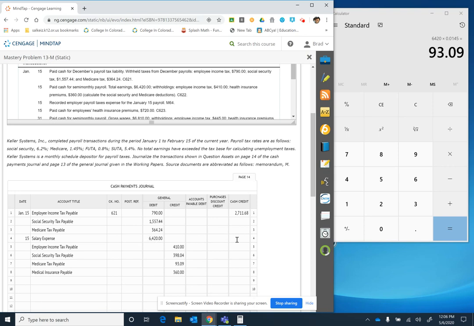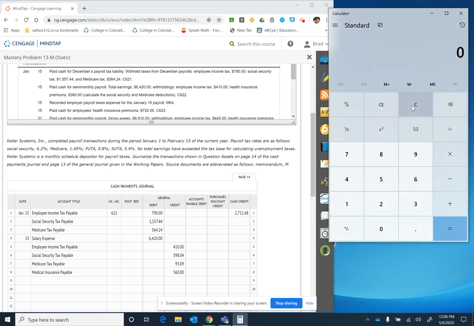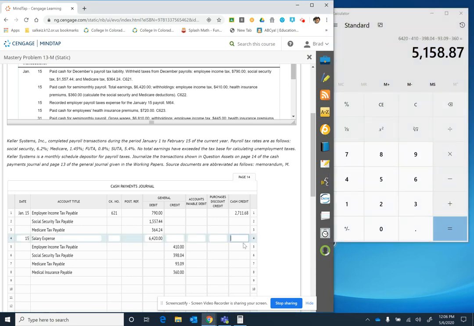Now the remainder of that is going to be written over here, and that's going to be paid to our employees. So let's go ahead and identify how much we're going to pay our employees. We'll take our salary expense, which is 6,420 minus 410 minus 398.04 minus 93.09 minus 360, and that comes out to be $5,158.87.